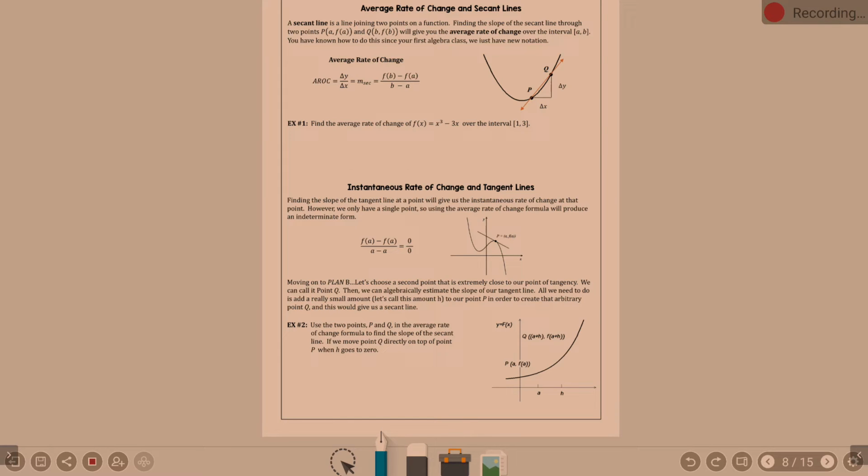Finding the slope of the secant line through two points, they're calling points P and Q. Point P is at a, so a comma f of a. Point Q, they're saying it's at b, so b comma f of b. This will give you the average rate of change over the interval from a to b. You have known how to do this since your first algebra class.